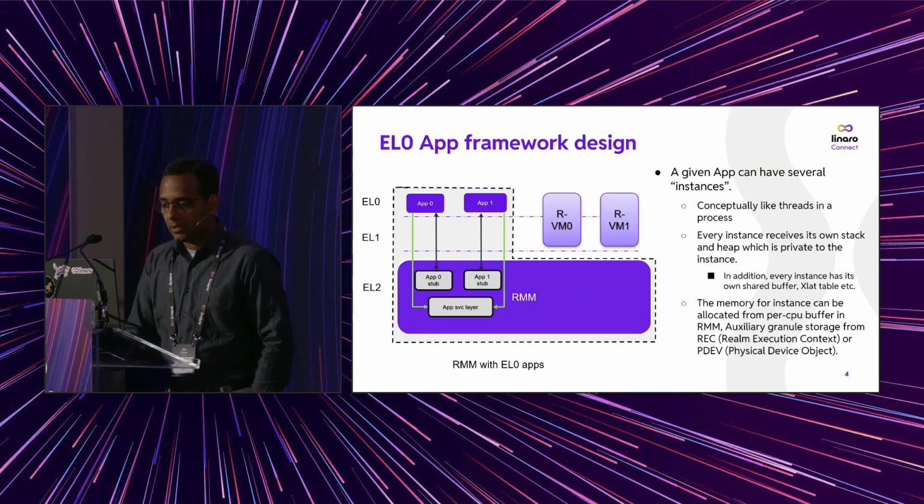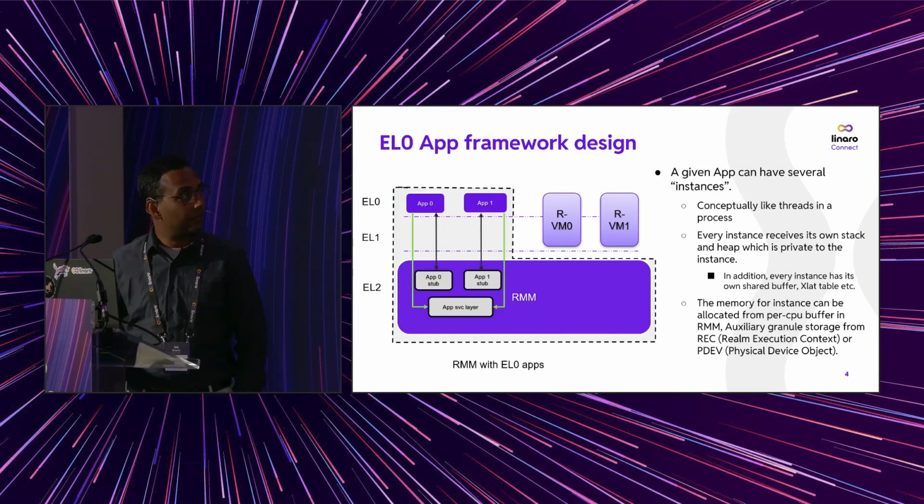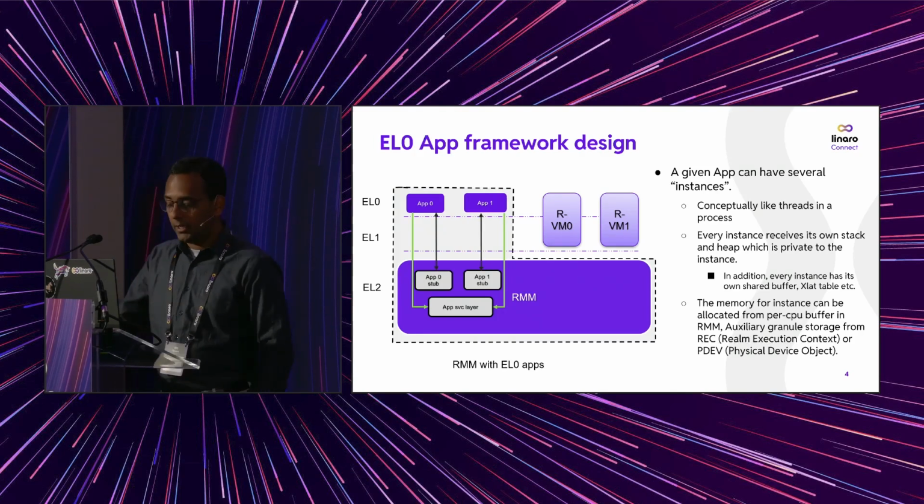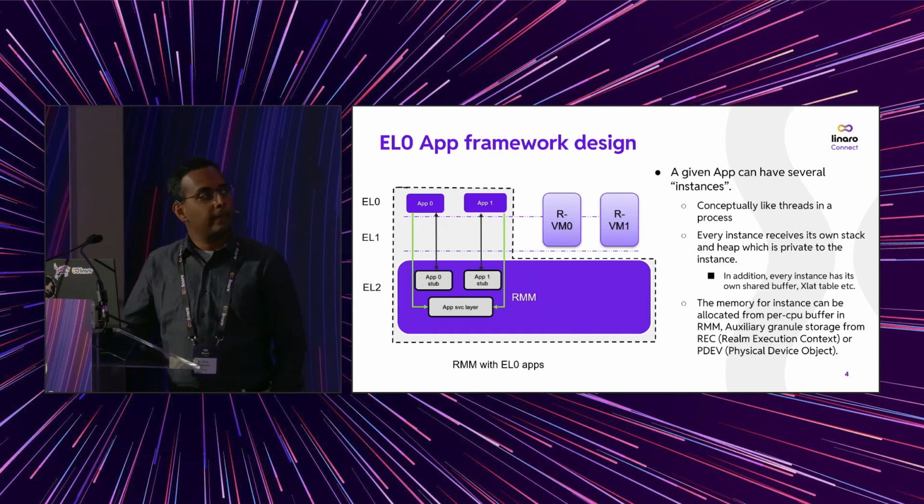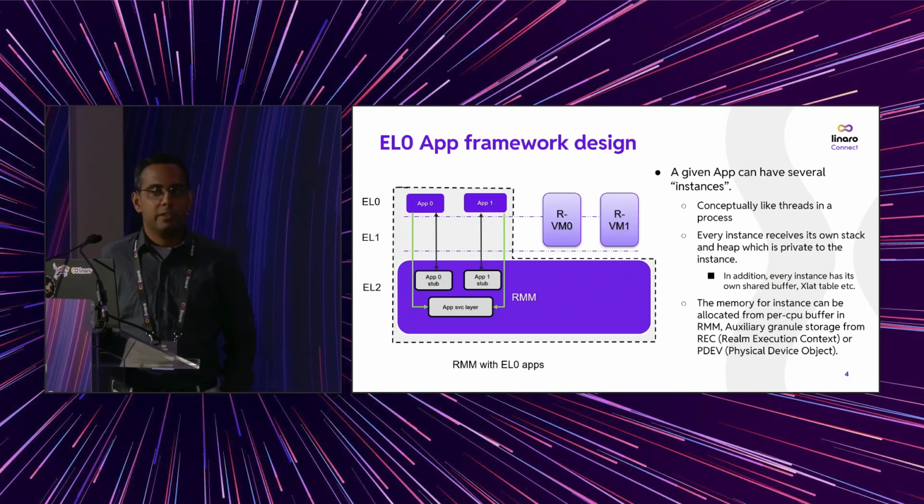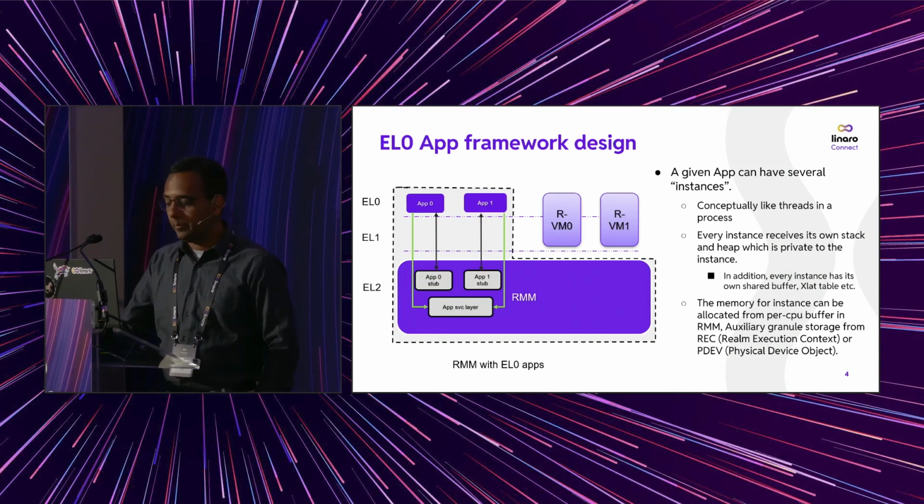So this picture shows the design of the EL0 app framework. The dotted lines are the trust boundary of RMM. So even with the apps, all of the apps are within the RMM trust boundary. It's not an external user application running at EL0. It's essentially parts of RMM which are deprivileged at EL0. So the apps are within the trust boundary of RMM.